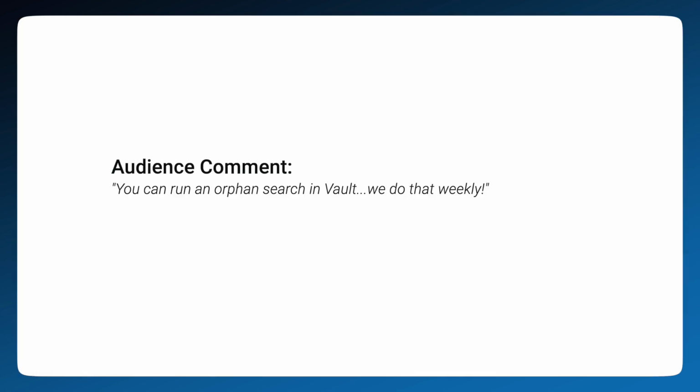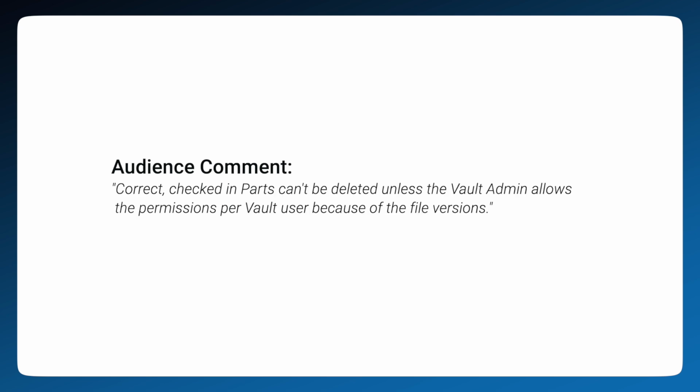It says you can run an orphan search in Vault and do that weekly. So that would be a good solution for the orphans in Vault. Is that a special one? No, it's just a simple query, it says. So it's a simple query to look for orphan parts, an orphan Vault search. Okay, so if it's a checked-in cable that's been lost, you may need a Vault admin to have the permissions to delete the files.